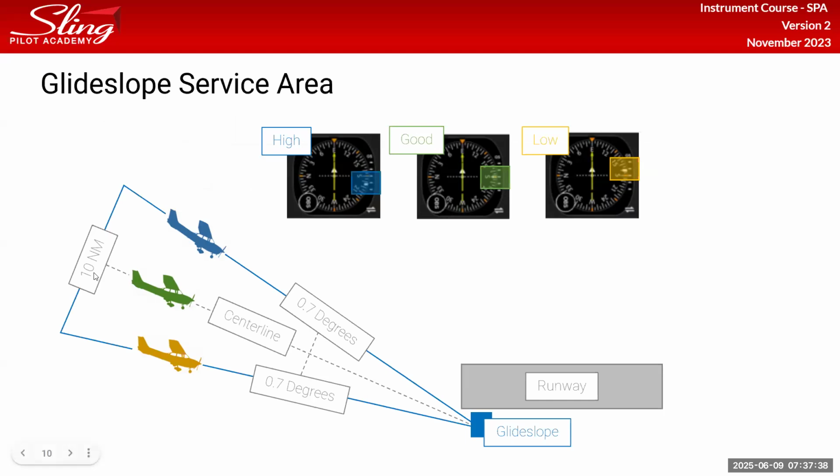Extends up to 10 nautical miles, 0.7 degrees from center line, either side. This orange plane is showing that you are low, so you'll have a low indication, meaning that glide slope triangle or diamond is going to be high, showing that you're low.